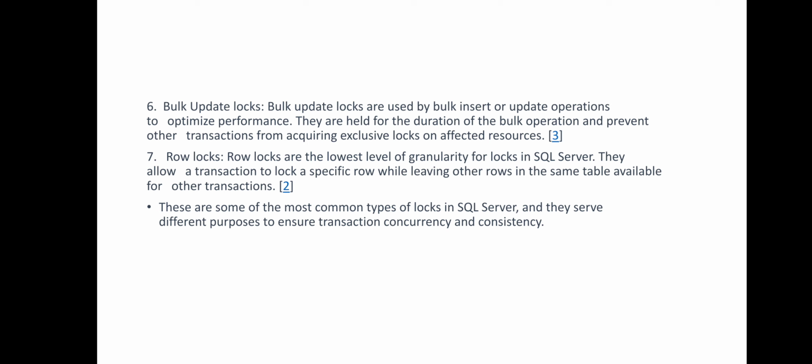Row locks. Row locks are the lowest level of granularity for locks in SQL Server. They allow a transaction to lock a specific row while leaving other rows in the same table available for other transactions. These are some of the most common types of locks in SQL Server, and they serve different purposes to ensure transaction concurrency and consistency.